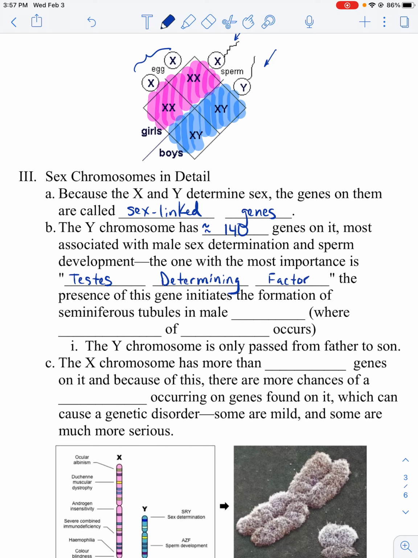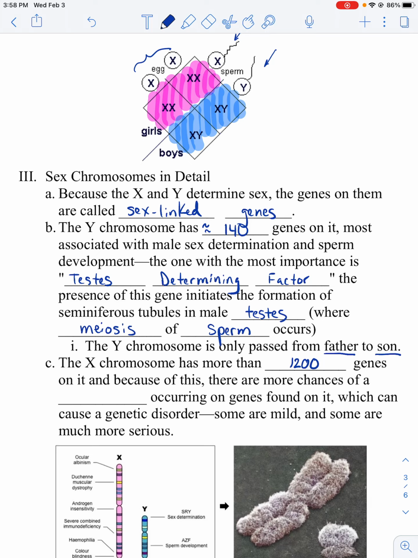The presence of that gene initiates the formation of what are called seminiferous tubules in the male testes. And in the seminiferous tubules is where the meiosis of sperm occurs. The Y chromosome is only passed from father to son. The X chromosome has more than 1,200 genes on it, so it is much larger.